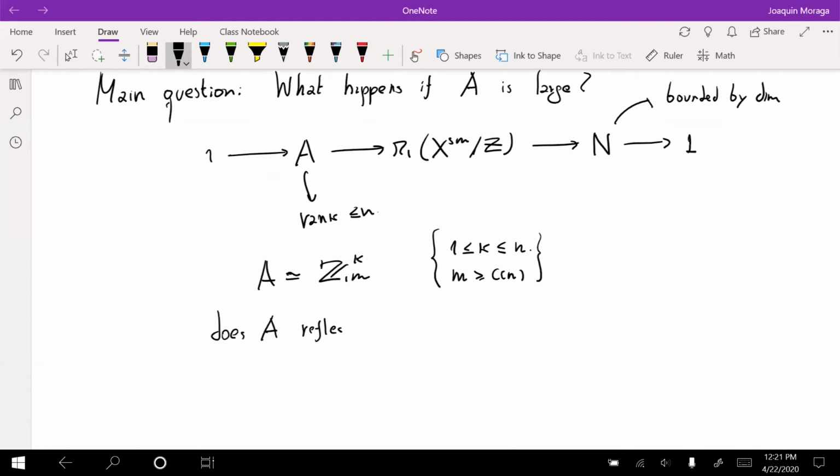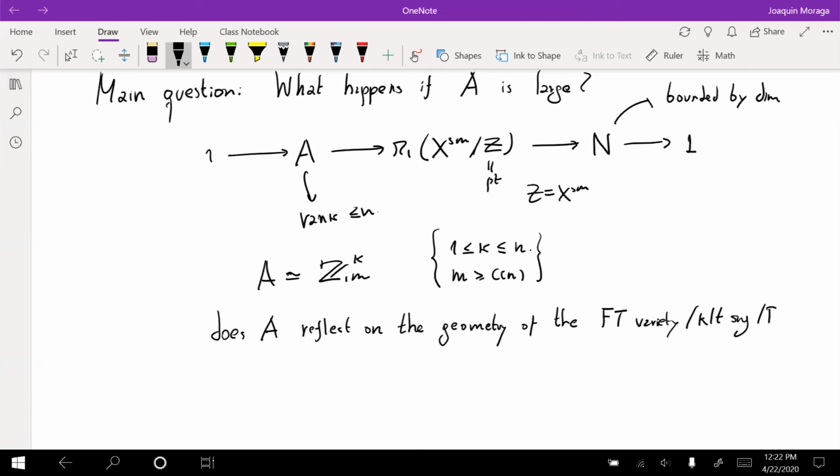reflect on the geometry of the, well, here you can write a lot of words. Phenotype variety, if you set C equal to be a point, if you set C equal to be the X smooth itself, then you should write klt singularity or phenotype morphism, etc.